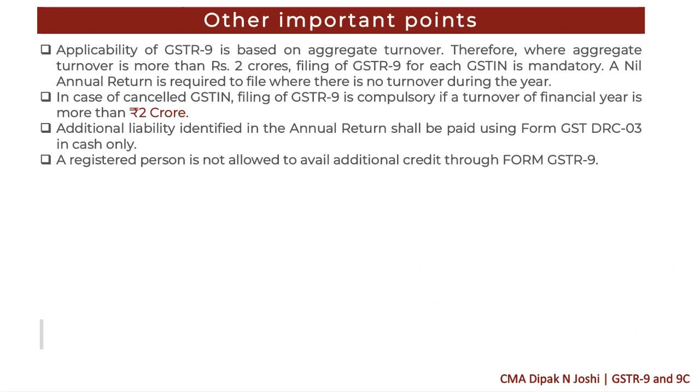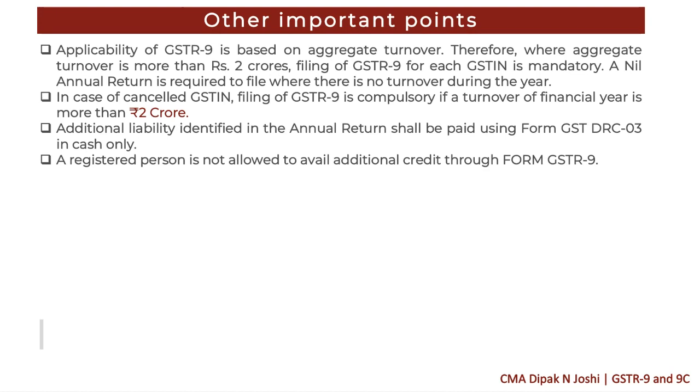So as I mentioned, it is based on the concept of aggregate turnover. So even if in any state turnover is nil, but turnover of other state is more than 2 crores, in that case, you require to file nil annual return in such state where there is no turnover.